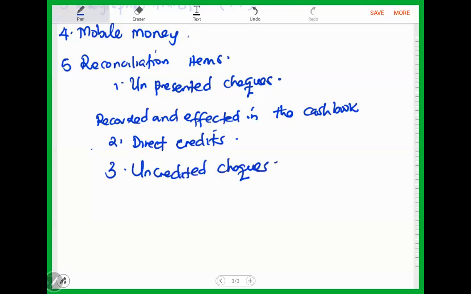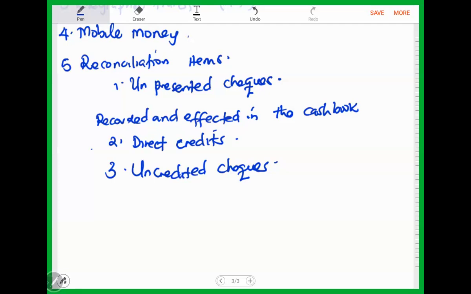Now, uncredited checks are checks deposited and recorded in the cash book, but not yet credited into the bank account. You have been paid by your customers. The debtors are paying you using checks. Once you receive that check, you record it in the cash book, but you have not presented it to the bank, meaning it is uncredited. It is not credited on the account.